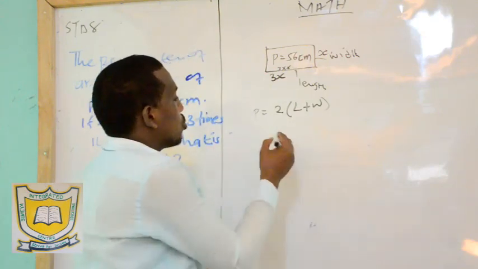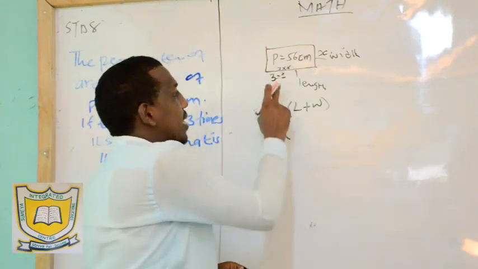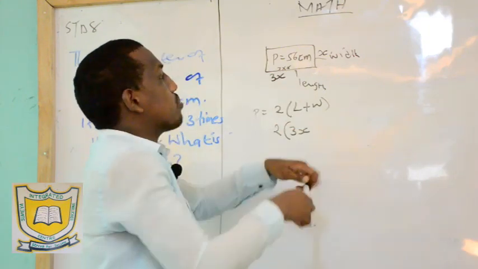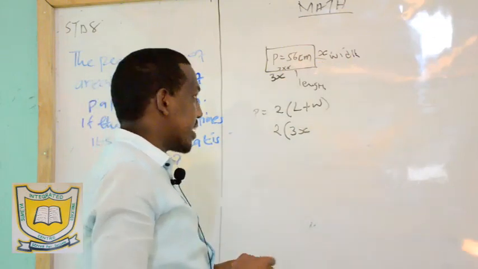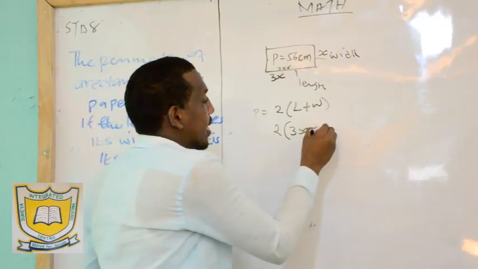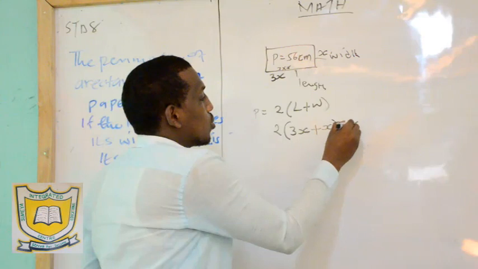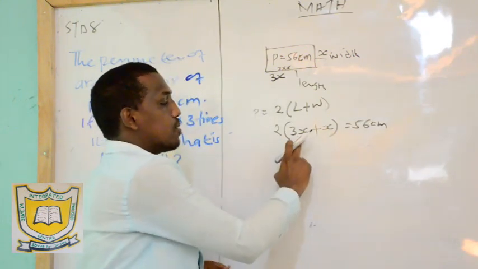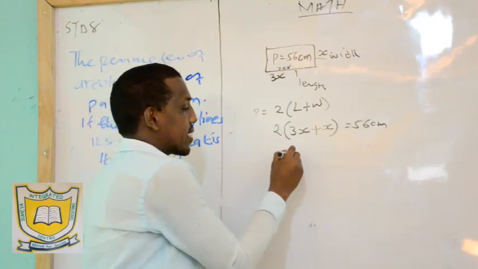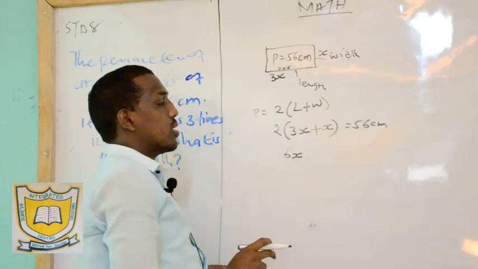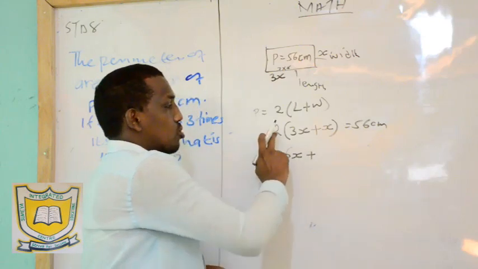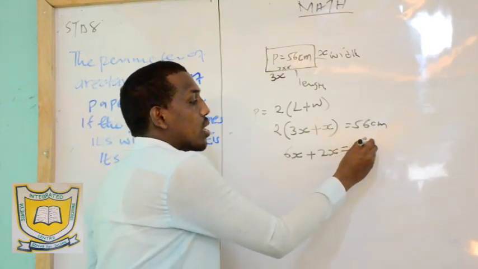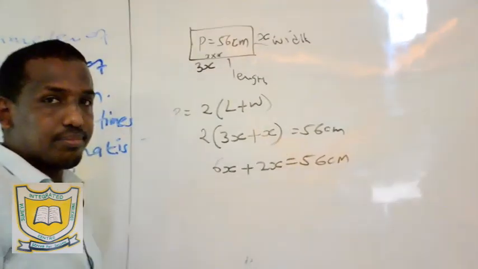What we do now, 2 into bracket, length is 3x. Where is 3x from? You are told the length is 3 times the width. The width is x, we don't know it, so the length is 3x. Plus the width x is equal to the total perimeter, 56 centimeter. We remove the bracket now. 3x times 2 is 6x, plus 2 times x is 2x, is equal to the total perimeter 56 centimeter.